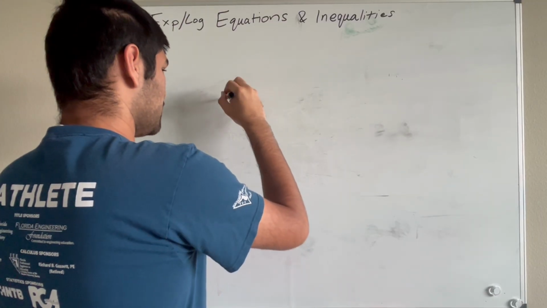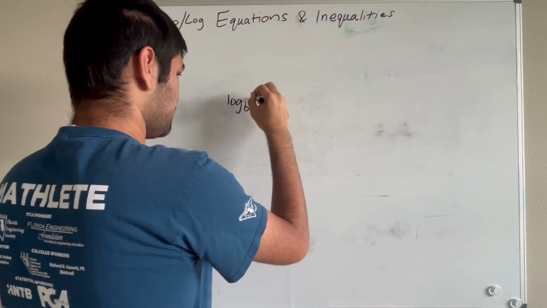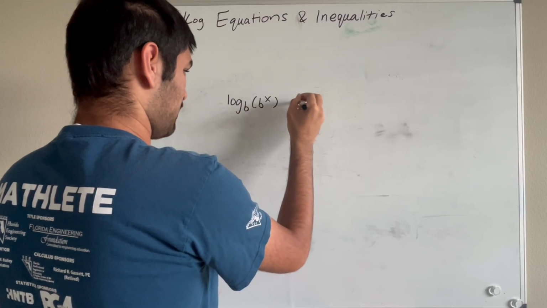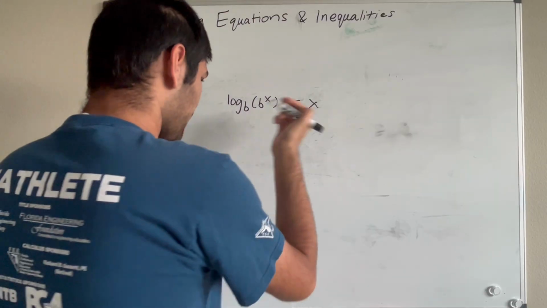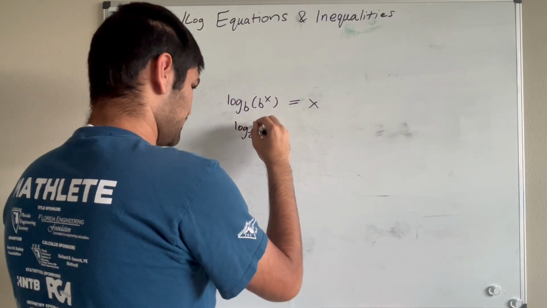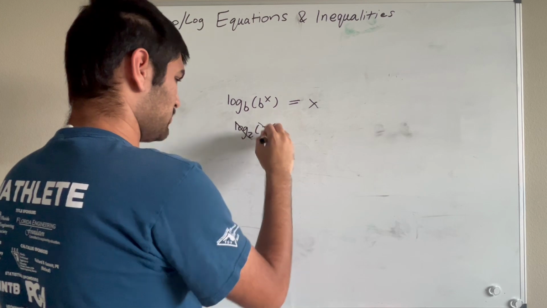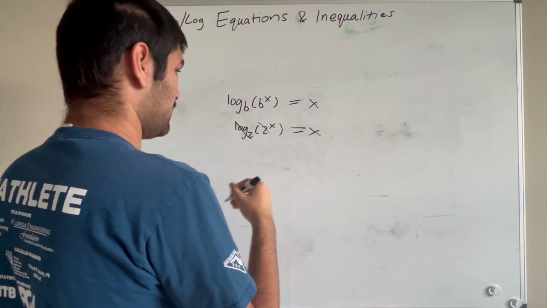The first one is, suppose you have log base b of b to the x. This is just going to give you x back. As an example, if you had log base 2 of 2 to the x, the log base 2 and 2 will cancel, and you just get x back.